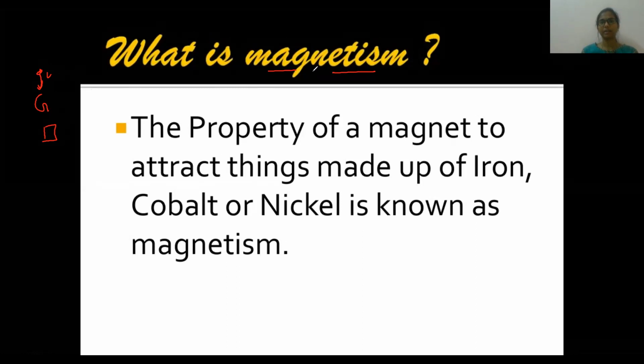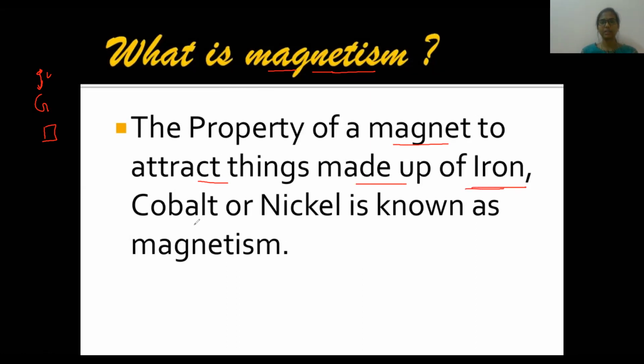We call magnetism the property of a magnet to attract things made up of iron, cobalt, and nickel. You can see here: iron, cobalt, nickel. All these three materials are examples of magnetic materials. They have the property to be attracted. A magnet has the property to attract what we call magnetic materials. Clear, children, what are magnetic materials?